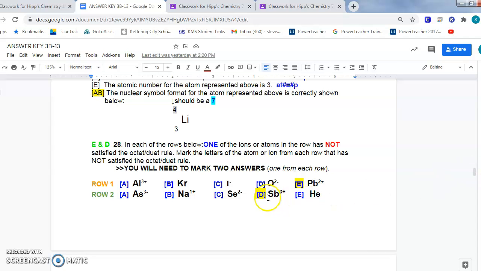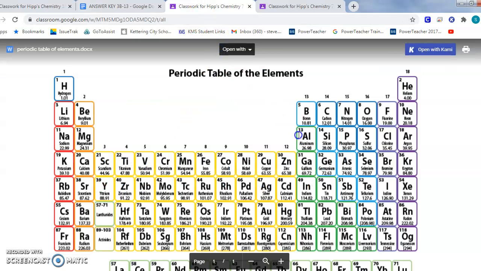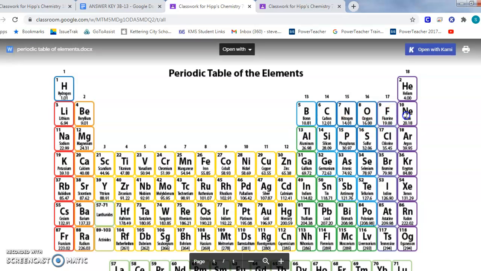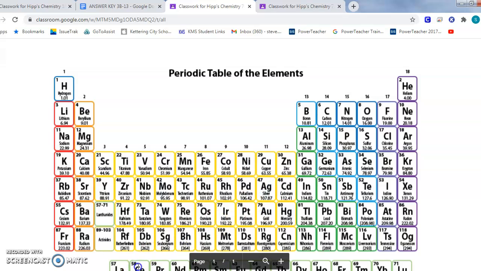Number 28. In each of these 2 rows of elements, there's 1 that has not satisfied the octet rule. How can we tell which ones have satisfied the octet rule? Let's just kind of go through. Aluminum's 3 plus. If you look on the periodic table of elements, aluminum's 3 plus. If it lost 3, 13 minus 3 electrons would leave it with 10. It would be just like neon.